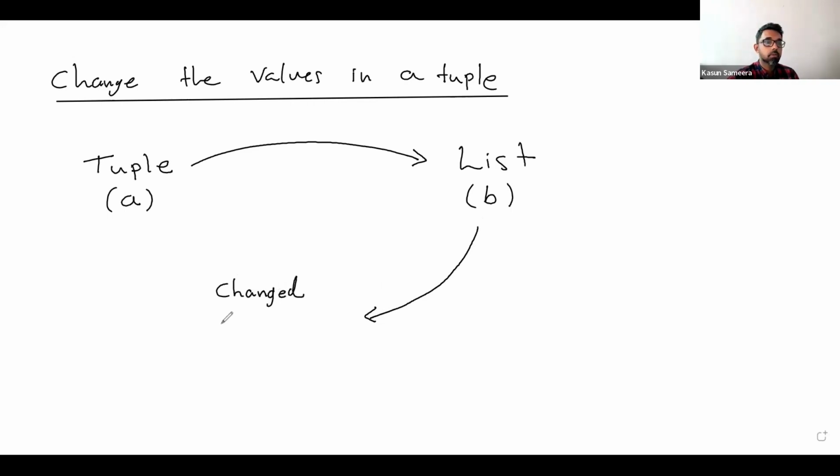Change the value inside the list called B. Changed it and assign it again to the same variable, same tuple. Draw this diagram now. Tuple, you need to assign the values into a list first, then change it, then assign it again.